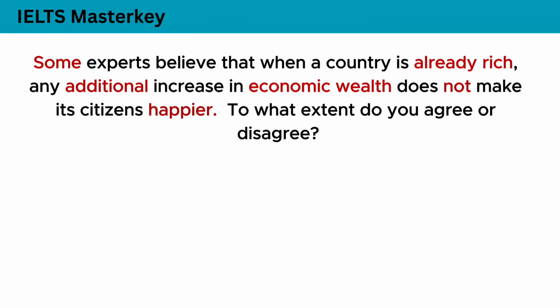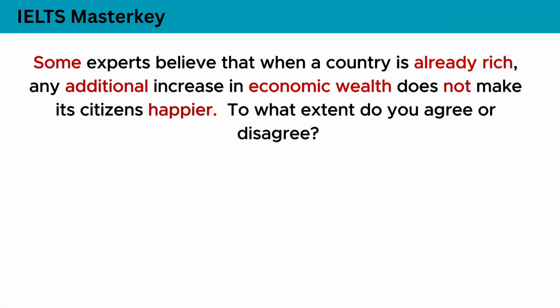This is important because if the question says some experts or some people, and we write simply experts or people, we've overgeneralized, which can lower our score. The next keyword here is already rich, which makes it clear that we're not talking about any country, and definitely not a poor country. We're talking about a country that is already rich.